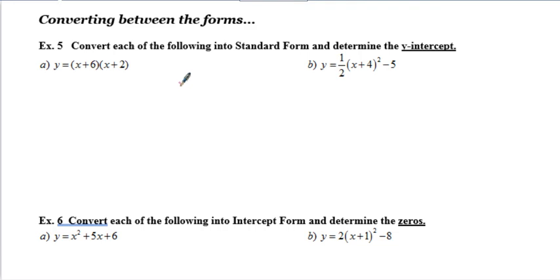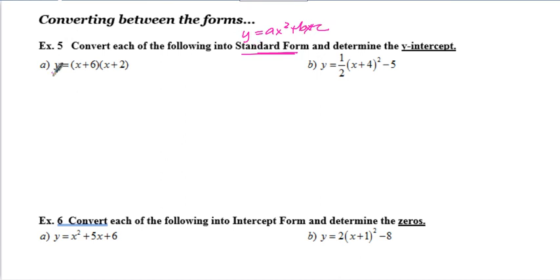Let's convert algebraically between the forms. Let's start first by converting from factored form, intercept form, into standard form. So our goal is to convert into standard form. And again, that's y equals ax squared plus bx plus c. That's what we're after here.